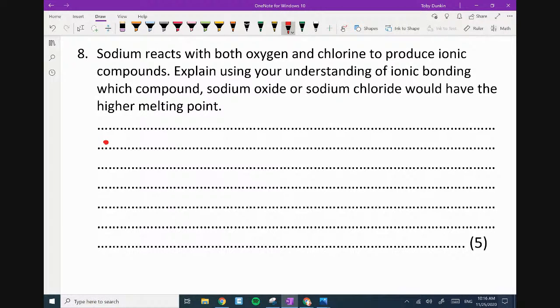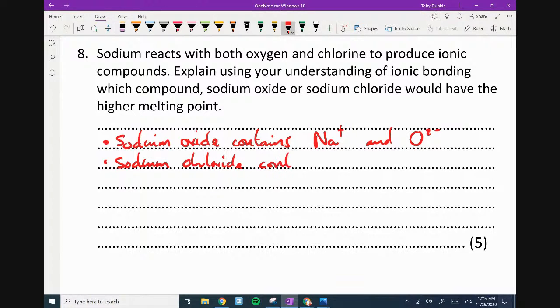First mark. They haven't told us who's in what. Sodium oxide contains Na+ and O2-. Sodium chloride contains Na+ and Cl-. 1 mark for that, 1 mark for that. Amazing. 2 marks down already. Next. Bigger difference in charge.